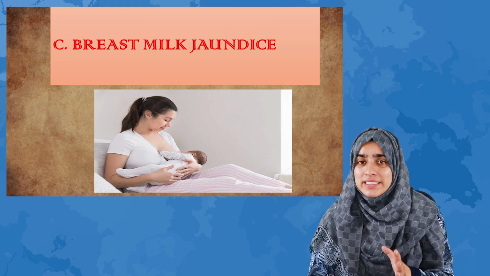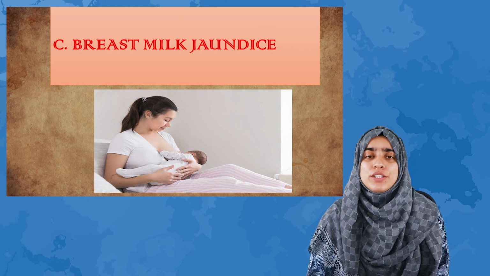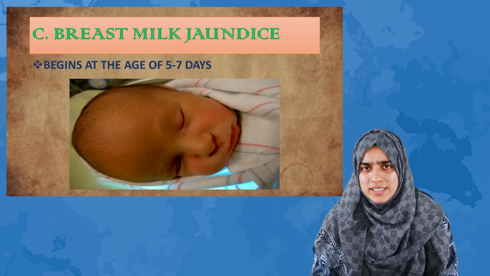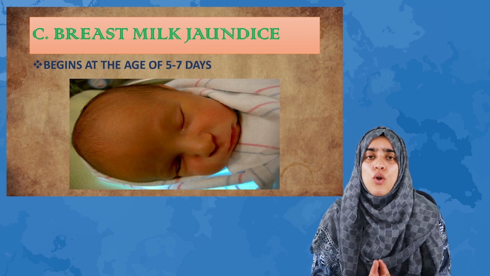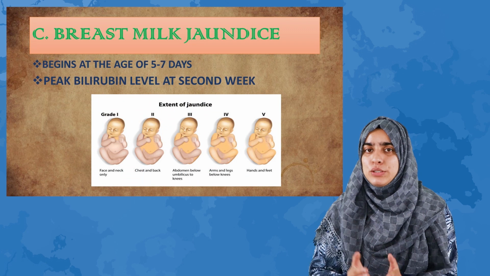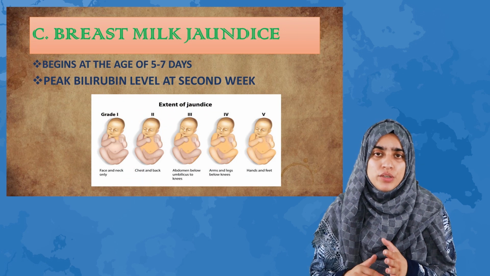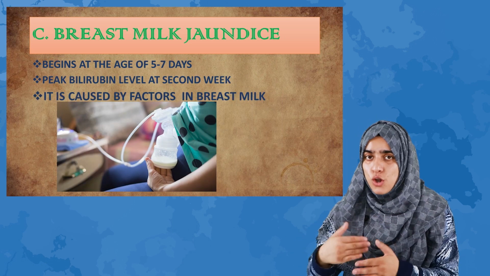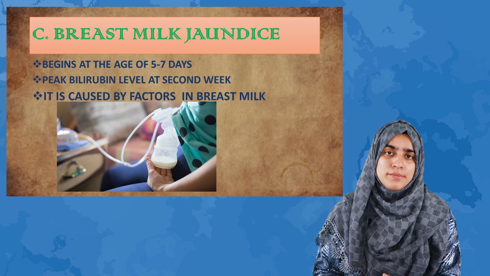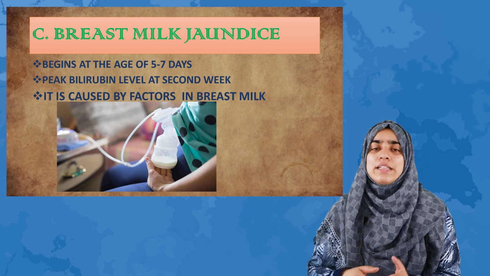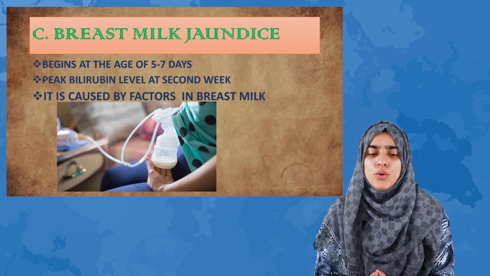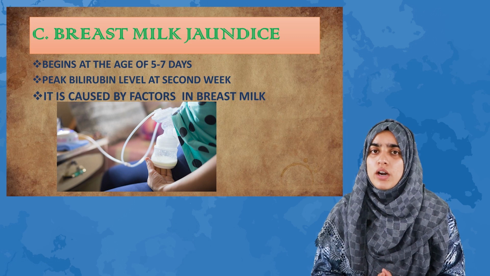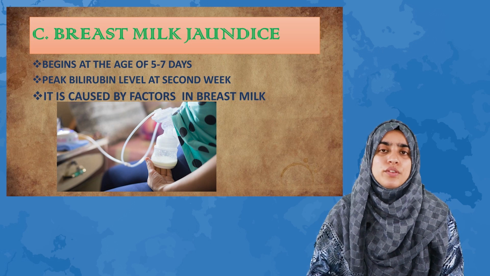Let's talk about the third type of jaundice, that is breast milk jaundice. This is called late onset jaundice, as it may begin at the age of 5 to 7 days. Peak bilirubin is seen in this condition during the second week, and it then gradually decreases. It is caused by factors present in the breast milk, for example pregnanediol, fatty acids, as well as beta-glucuronidase, which can either inhibit conjugation or decrease excretion of bilirubin.